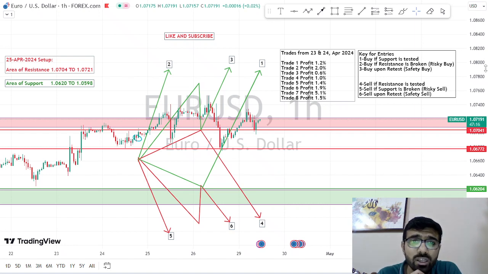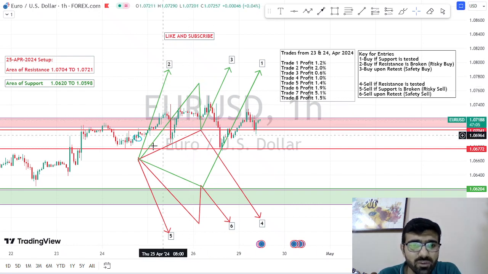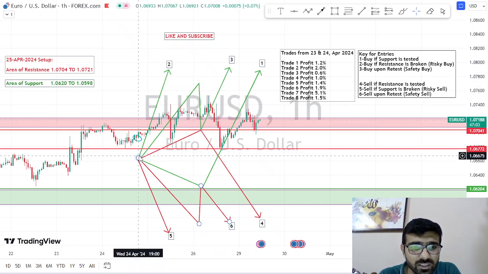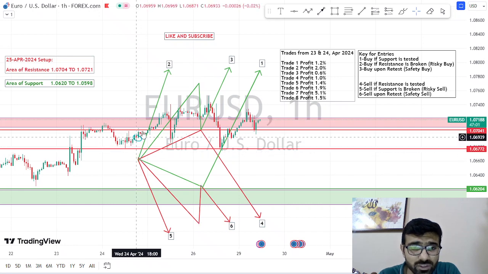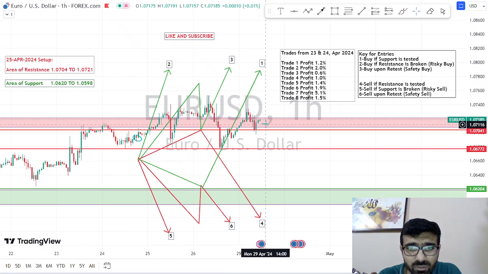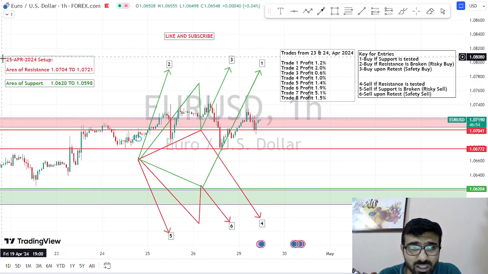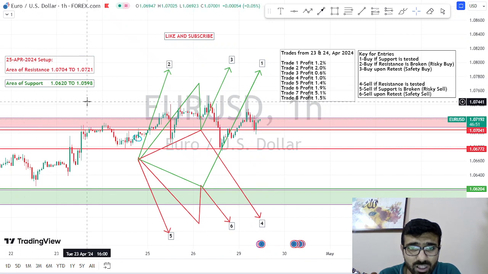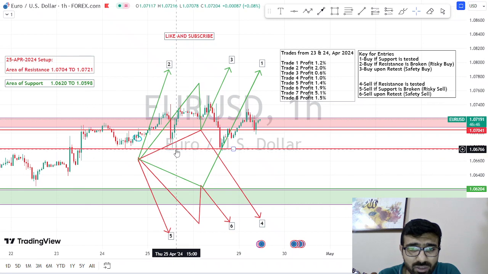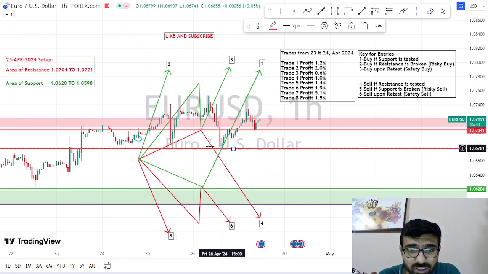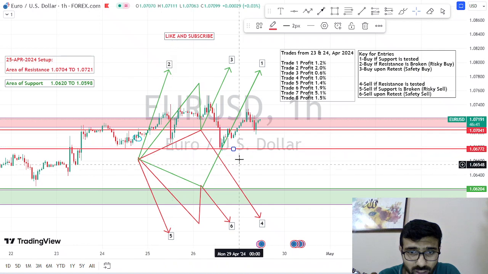Okay, so now let us continue with the discussion of euro versus US dollar, which is the EUR USD pair. When we were discussing it the last time, on Wednesday night, the market was trending over here. You guys can see that the market is currently trending in our major resistance zone, so the areas of resistance and support are going to remain valid. Our minor area of interest was tested twice, over here and over here.